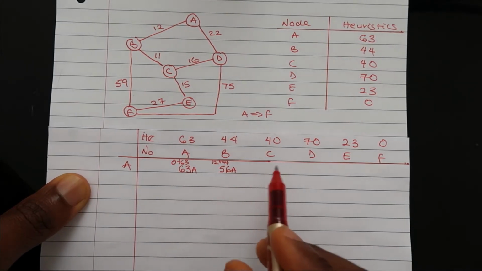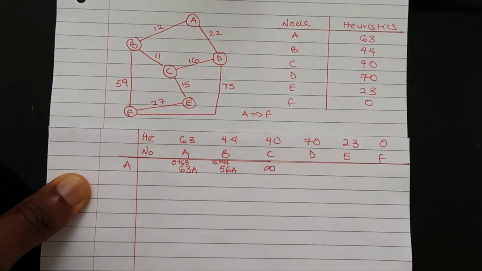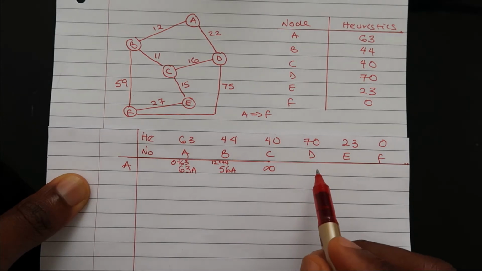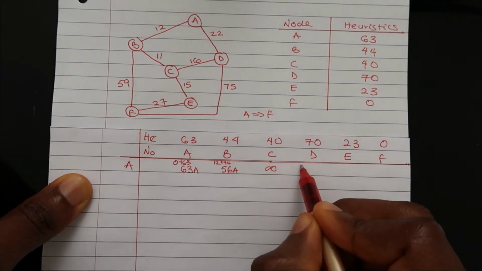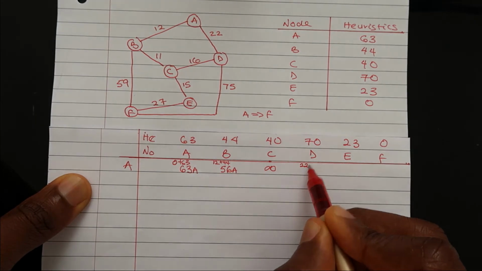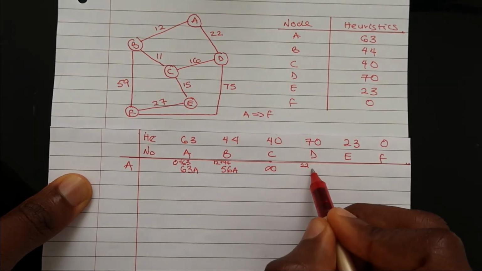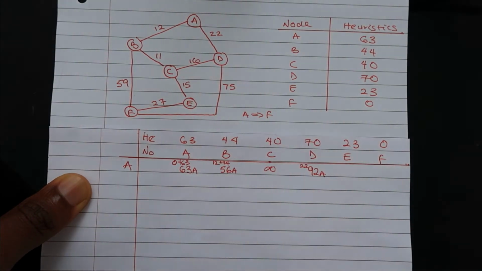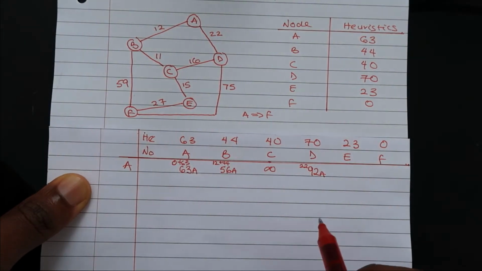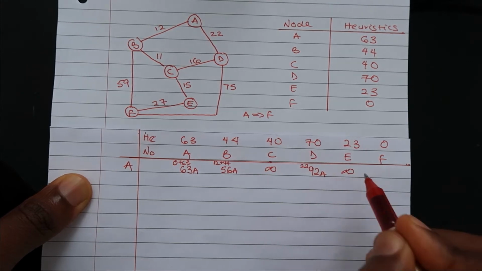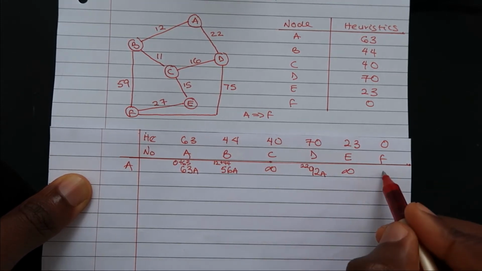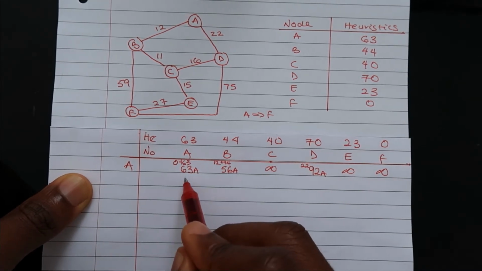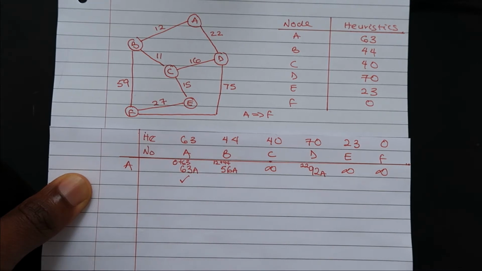A to C doesn't quite exist, so I'll put an infinity sign there. A to D is 22, so I know it's 22. 22 plus 70 will give me 92, so I'll write down my 92 there, and that's coming from A. A to E doesn't exist, so I'll put my infinity symbol there. A to F doesn't exist either. At this point, I can say that I have explored all of A.